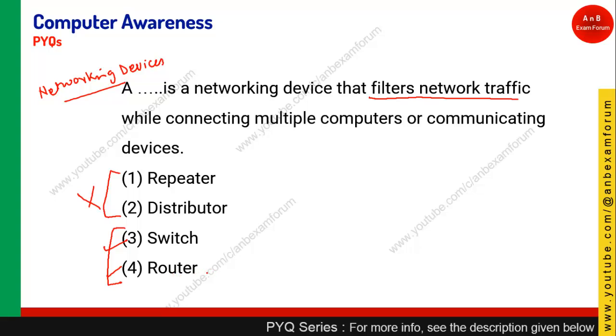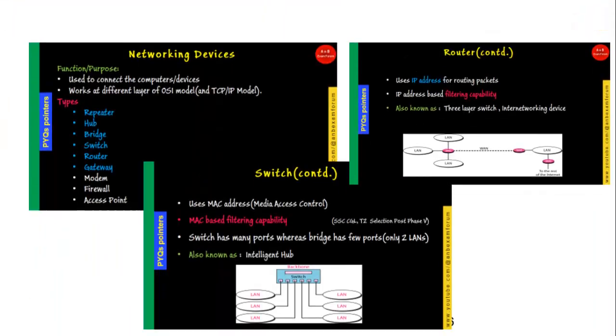Since he's adding one more statement, connecting multiple computers or communicating devices, they should be physically connected. So in that case, your answer should be switch. Although a router can also do filtering, it is going to use the IP address for filtering, whereas a switch is going to use the MAC ID for filtering the network traffic. Okay, so option 3 is the right answer.